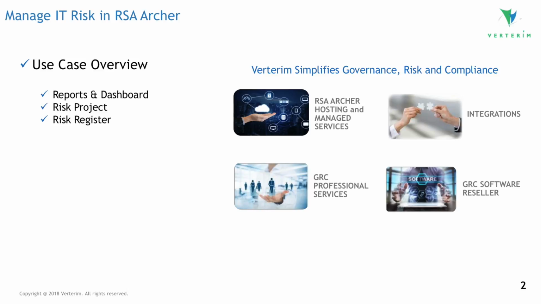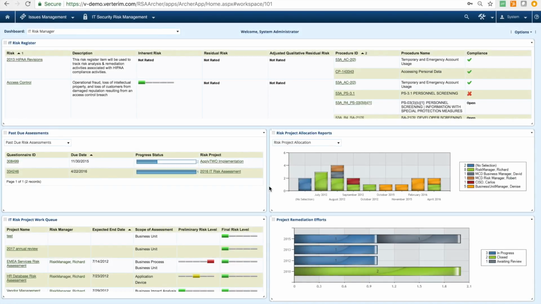During this video overview, we'll view an IT risk dashboard and reports, a risk project, and a risk in the risk register. The IT Risk Manager dashboard provides a high-level view into various risk activity that's happening in the system. You can view and drill into risks in the risk register, view the status of risk assessments and projects, and gauge the project work queue and status of remediation efforts.